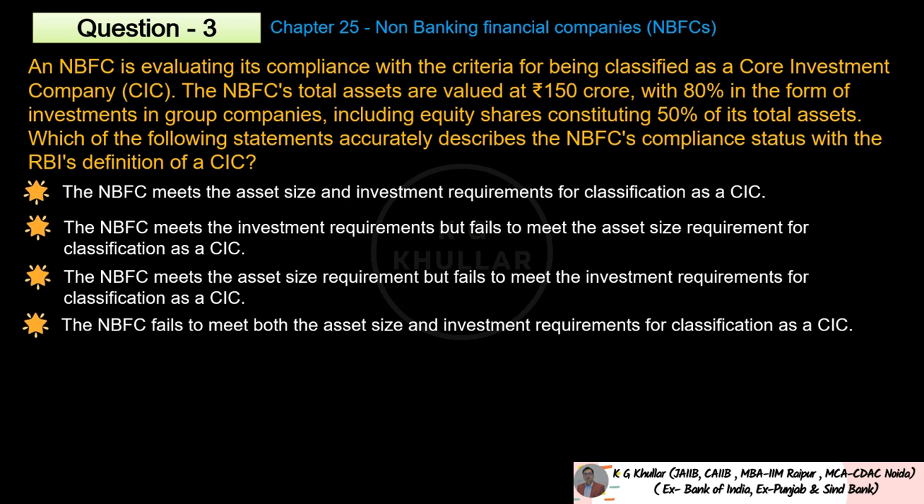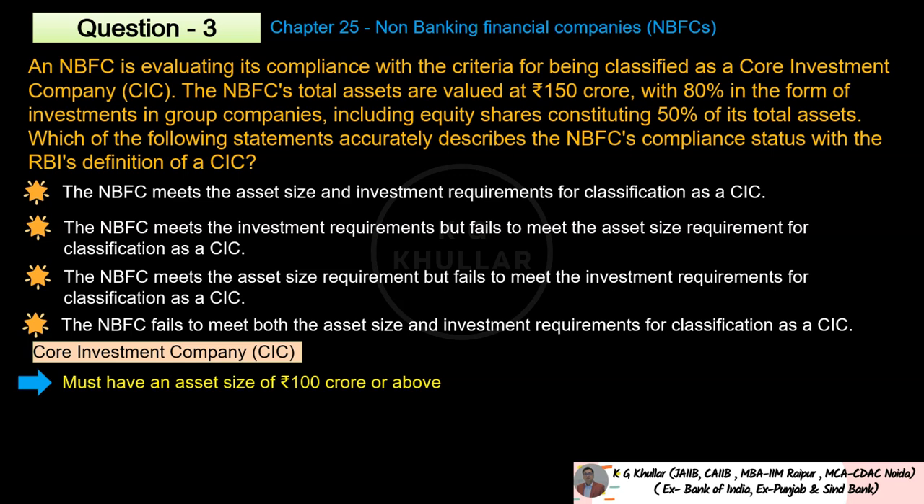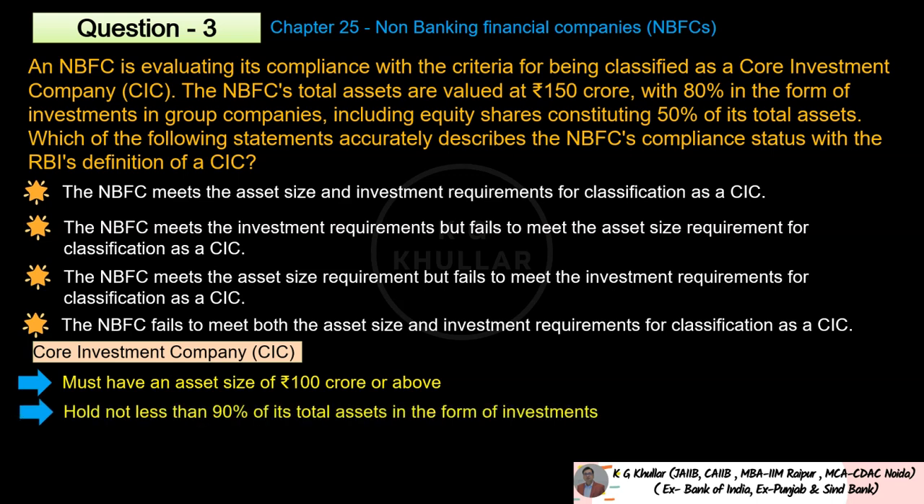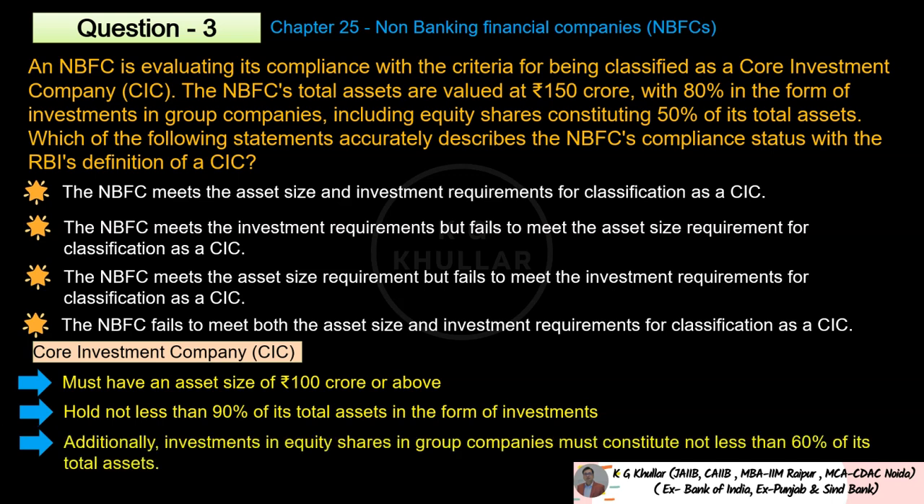Now friends, please note a core investment company, that is CIC, must have an asset size of Rs 100 crore or above and hold not less than 90% of its total assets in the form of investments in equity shares, preference shares, debts or loans in group companies. Additionally, the investments in equity shares in group companies must constitute not less than 60% of its total assets. So please note these important facts.